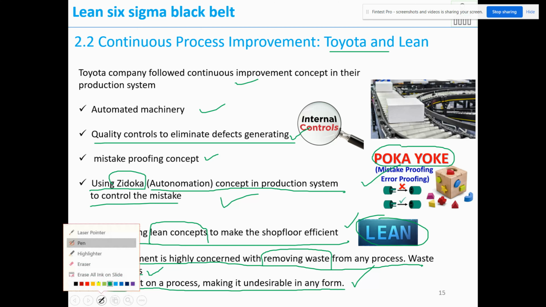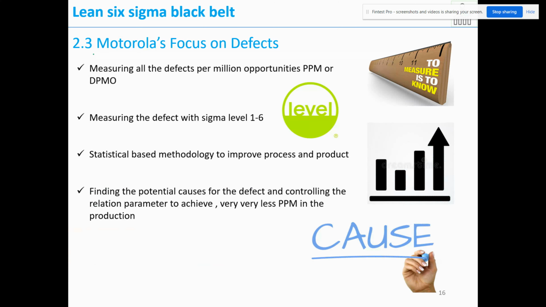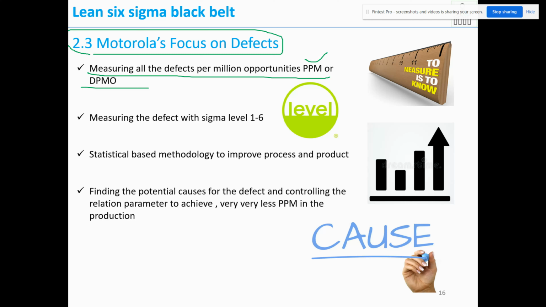Some of the examples. Next, Motorola's focus on defects. What are the things that Motorola focuses on? Measuring all the defects per million, or PPM, or DPMO. PPM means parts per million, and DPMO means defects per million opportunities. Next, measuring the defect with the sigma level, in which sigma level the defect is there. It can be a dimension not okay, as well as a defect.